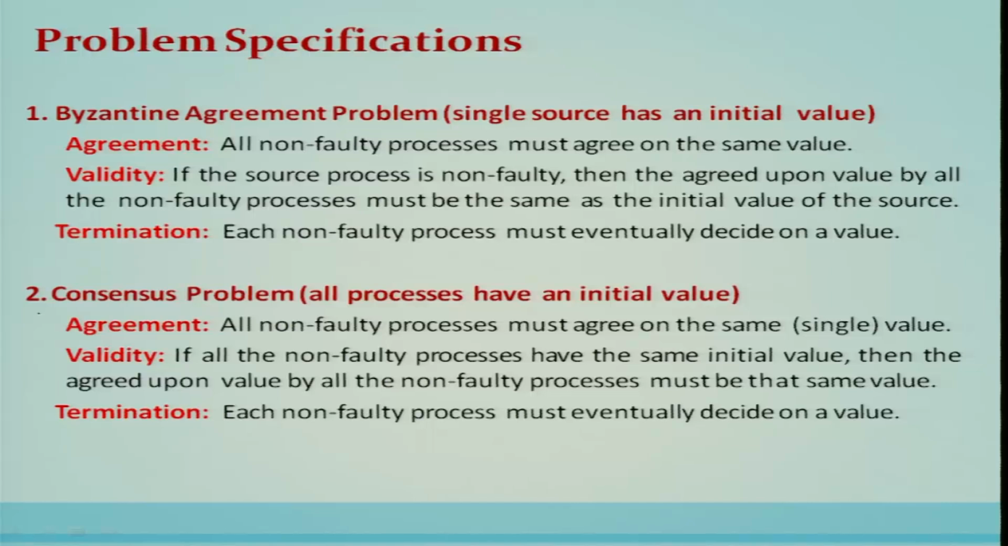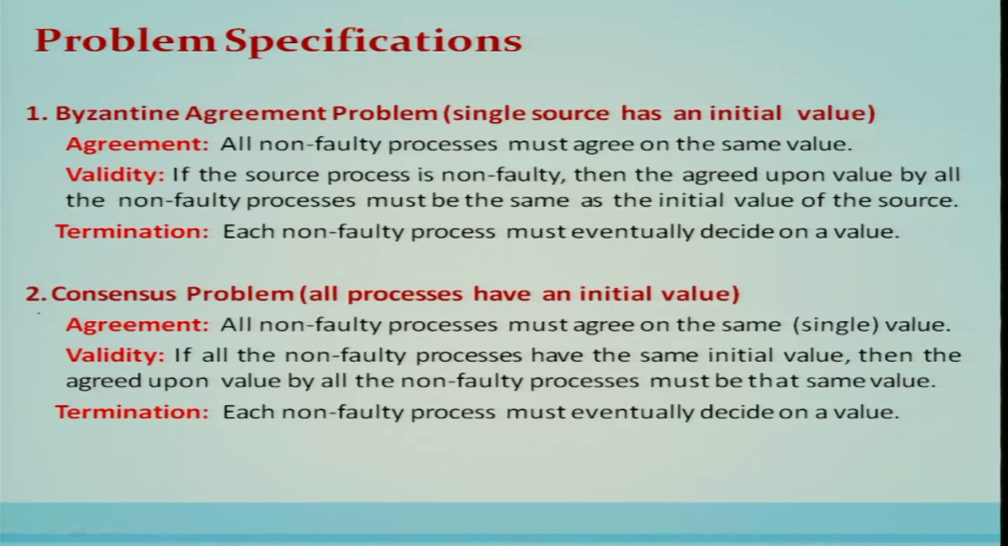Problem specifications. So the problem specifications under these agreement and consensus algorithms are as follows. The first one is the Byzantine agreement problem. Here a single source has the initial value. It has three conditions. Agreement: all non-faulty processes must agree on the same value. Validity: if the source is non-faulty, then the agreed upon value by all non-faulty processes must be the same as the initial value of the source. Termination: each non-faulty process must eventually decide on a value.